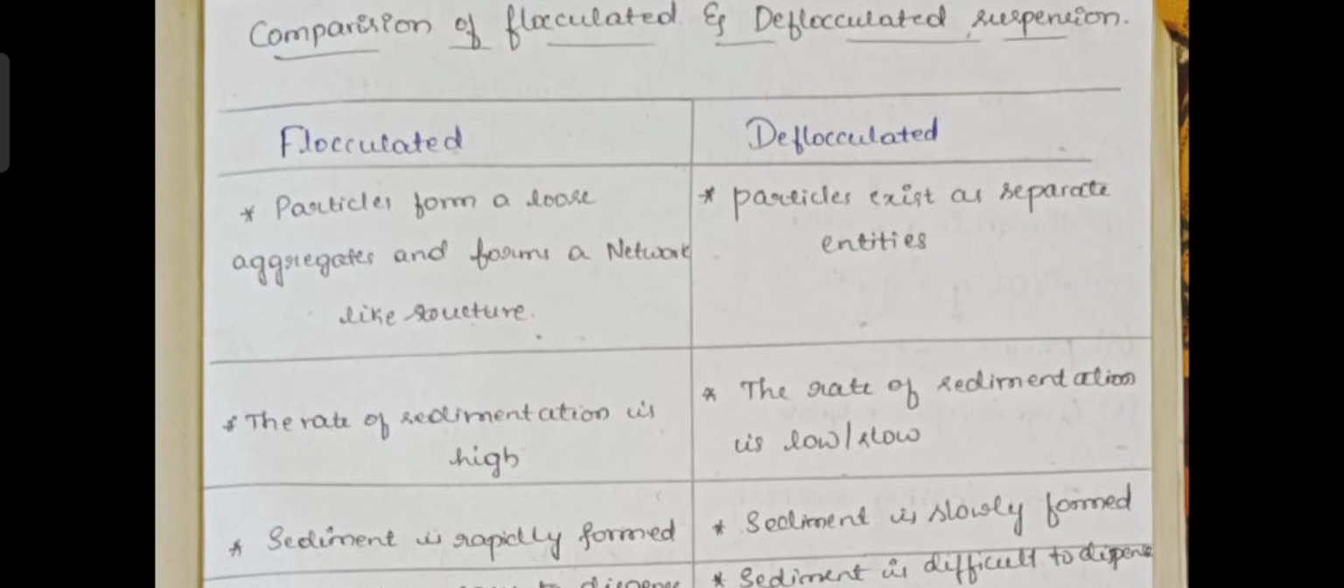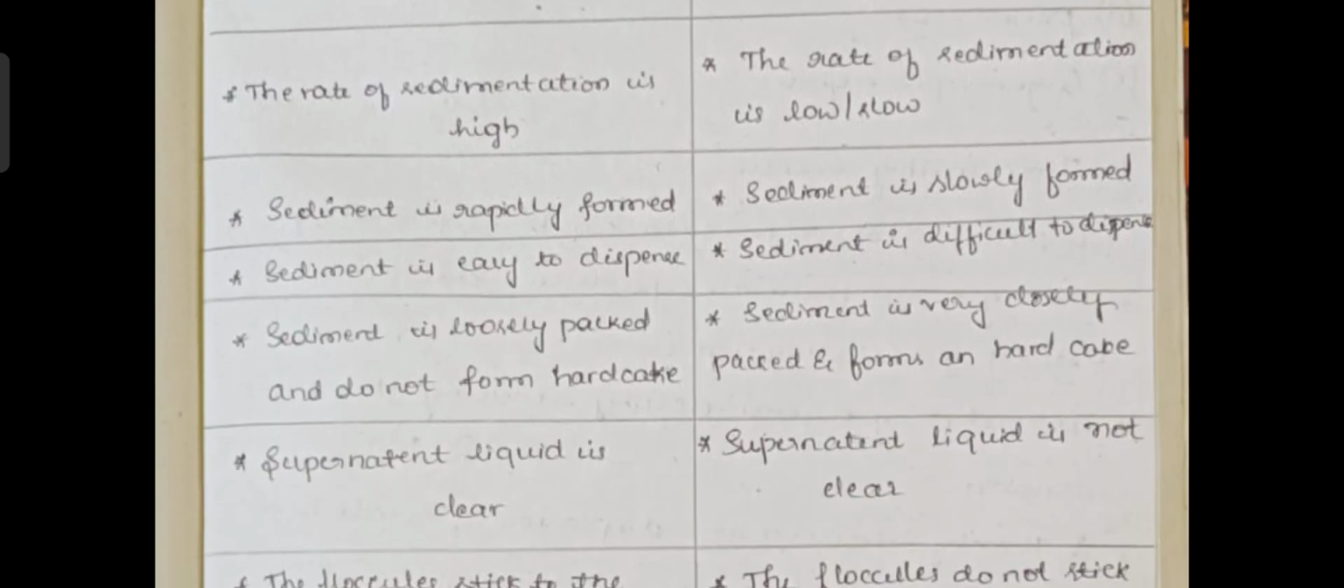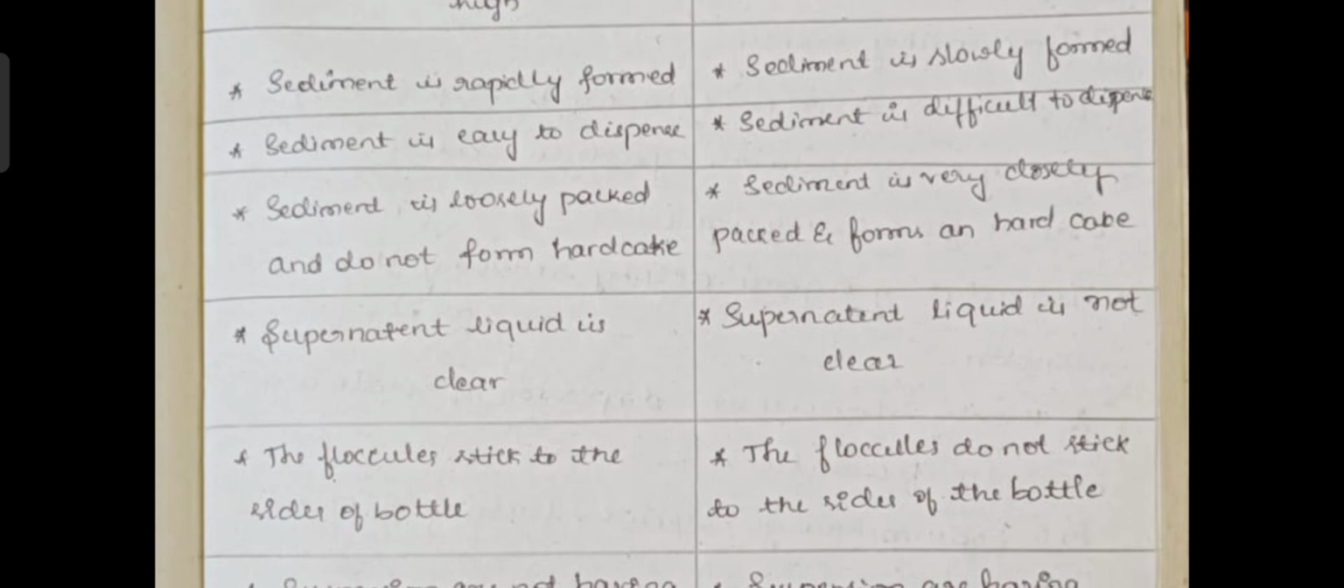In case of flocculated, as I said, the particles form loose aggregates and a network-like structure. But in case of deflocculated, the particles exist as different or separate entities. Individual particles can be seen in case of deflocculated suspension. In flocculated, rate of sedimentation is high, and in deflocculated, rate of sedimentation is low. In case of flocculated, sediment is rapidly formed, and in deflocculated, sediment is slowly formed. In case of flocculated, it is easy to disperse, loosely packed and does not form hard cake.